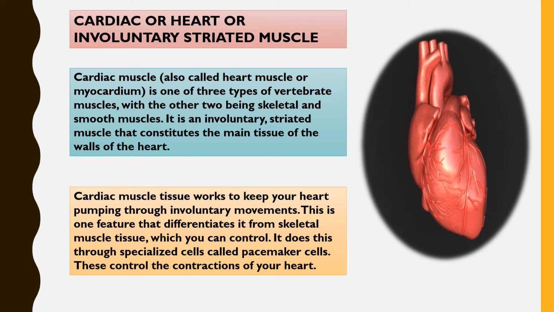Cardiac muscle tissue works to keep your heart pumping through involuntary movements. This is one feature that differentiates it from skeletal muscle tissue, which you can control. It does this through specialized cells called pacemaker cells. These control the contractions of your heart. You can see in the diagram the muscle contraction in the heart. That means this is cardiac muscle or heart muscle, or you can say involuntary striated muscle.